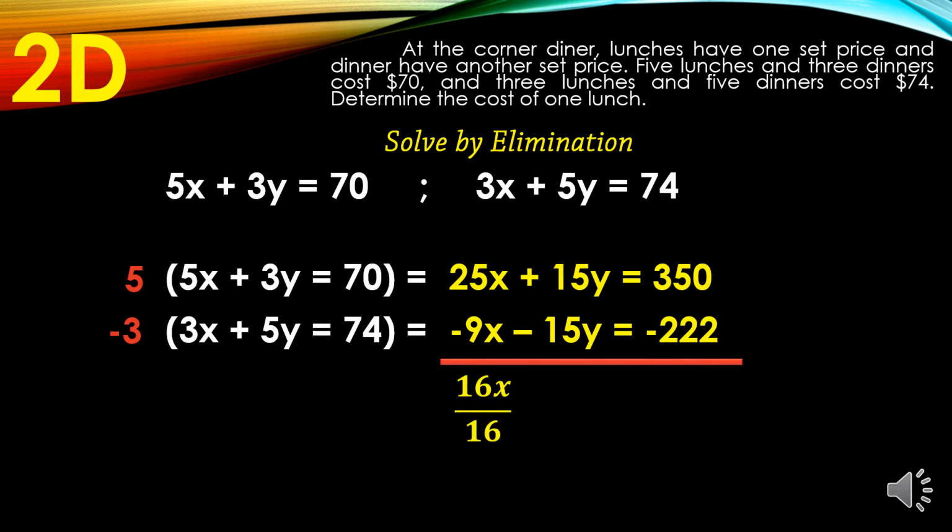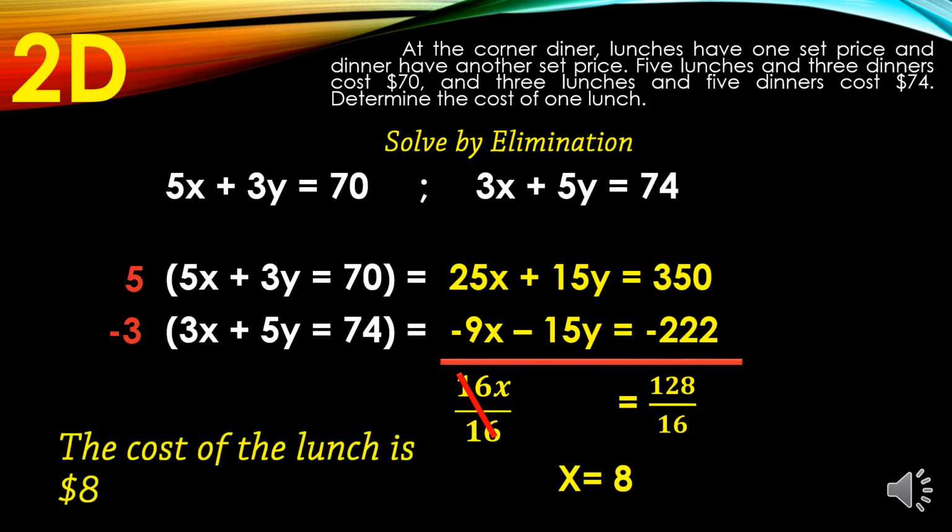So what will remain is 25x, and we combine similar terms. Okay, we combine 25x and negative 9x, it will give us 16x. And then we have 350 and negative 222 will give us 128. To be able to remove the 16 on x and let x remain on the left side, we divide both sides by 16. By dividing both sides by 16, it would give us x is equal to 8.